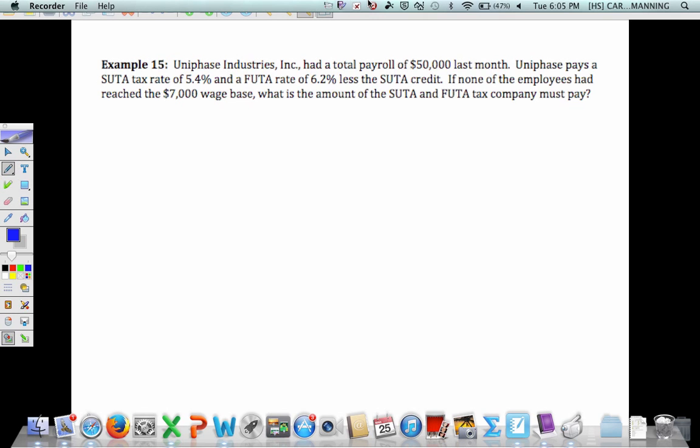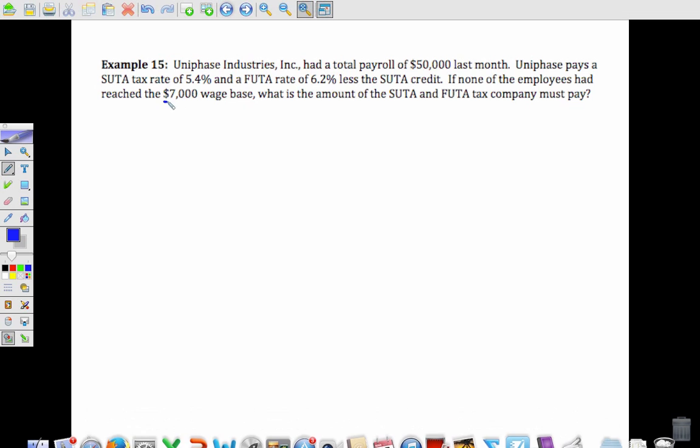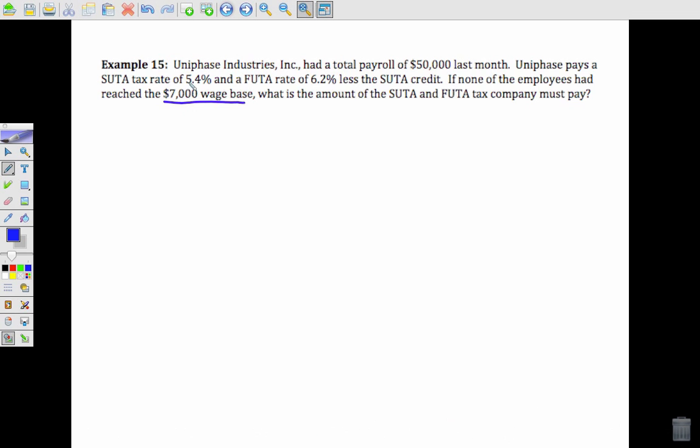All right, example 15. Uniphase Industries Incorporated had a total payroll of $50,000 last month. Uniphase pays a SUTA tax rate of 5.4% and a FUTA, that's federal, rate of 6.2% less the SUTA credit. If none of the employees had reached the $7,000 wage base, so a lot of times there's a wage base, and that wage base will be what controls that contribution. What is the amount of the SUTA and the FUTA tax the company must pay?